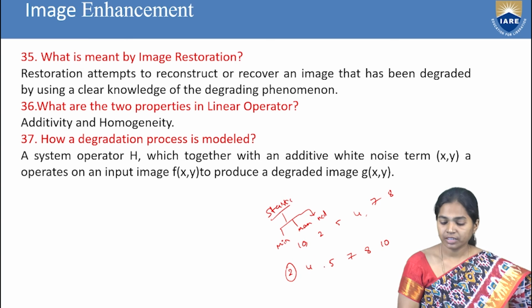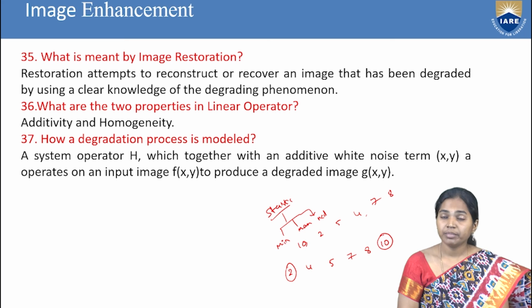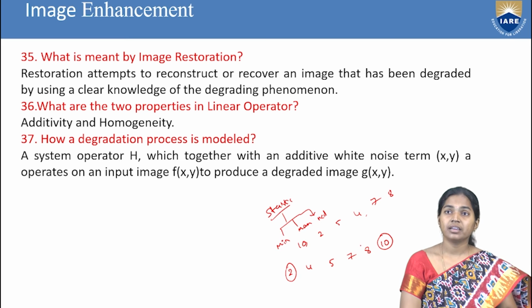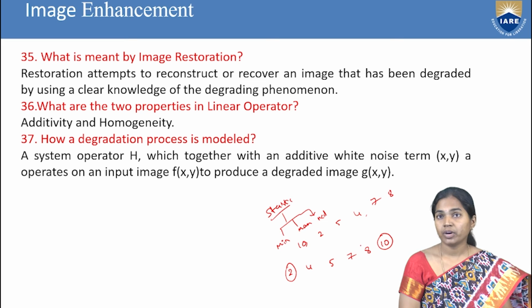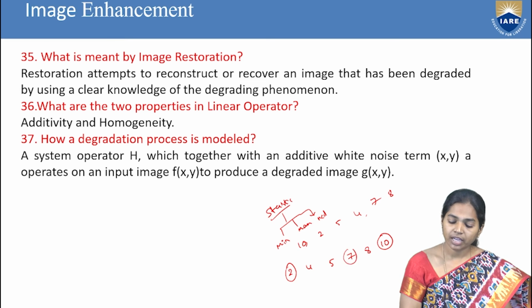And the maximum filter gives the maximum gray level value in an image, which means it gives the brightest point in our image. So it finds the brightest point in our image. What is the median value?